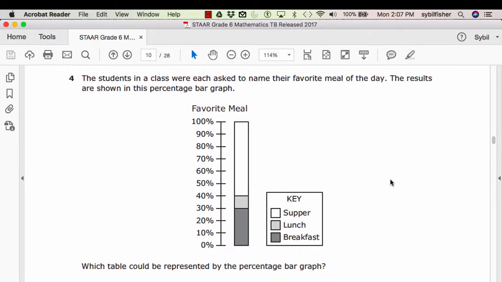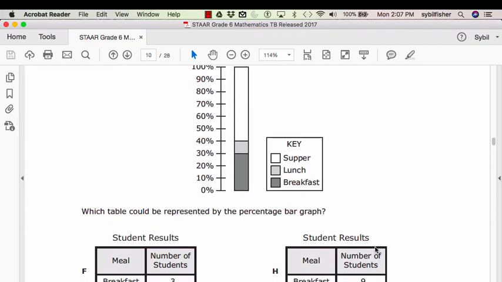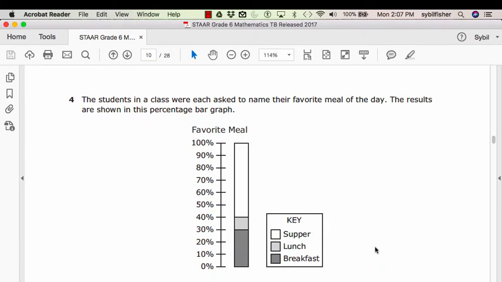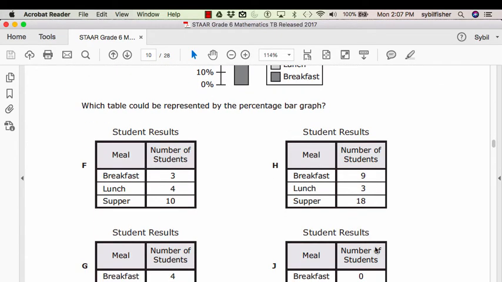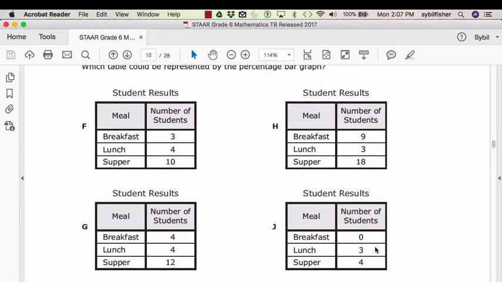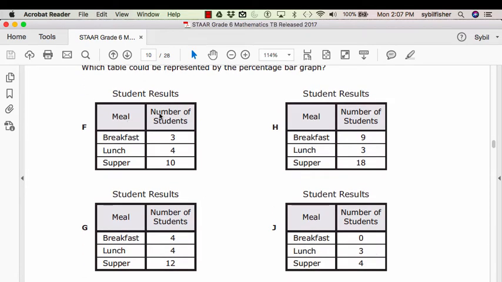Number 4. The students in a class were each asked to name their favorite meal of the day. The results are shown in this percentage bar graph. Favorite meal, key, supper, lunch, breakfast. Which table could be represented by the percentage bar graph? F, G, H, or J. Meal, number of students, breakfast, lunch, dinner.